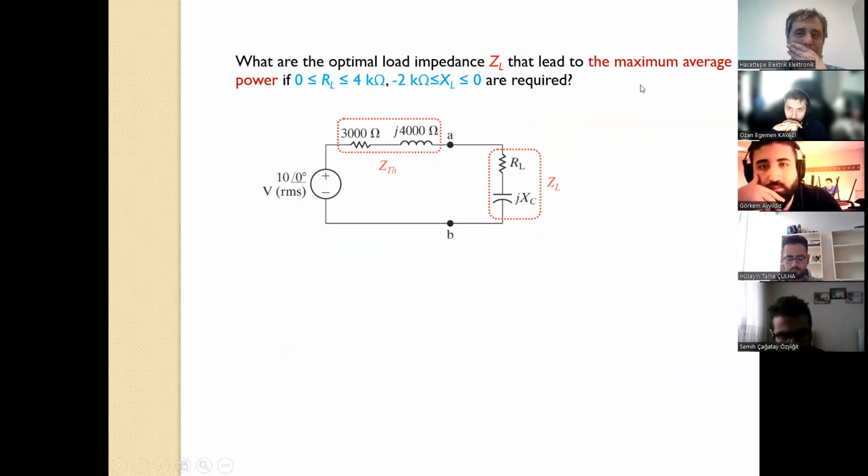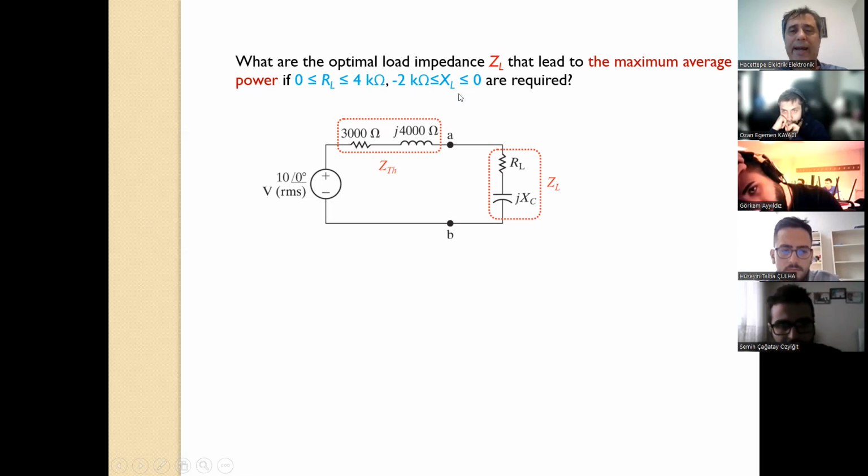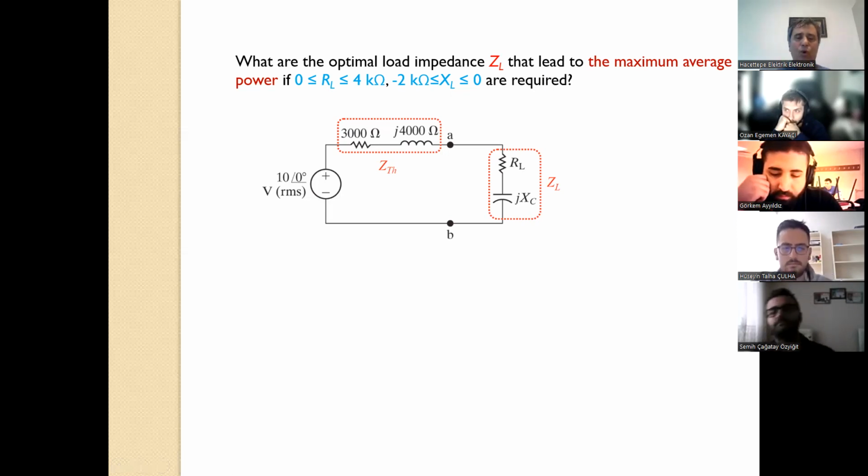What about when you have a restriction? You are going to see the restriction in the blue highlighted term. Again, we are seeking the maximum average power, however we have restrictions now. RL is between 0 and 4k ohm. This is another example: XL, the inductive value, is 0 to minus 2k ohm, which is capacitive. It says that I have only capacitive components up to minus 2k ohm.